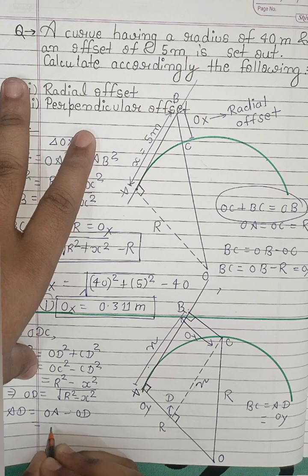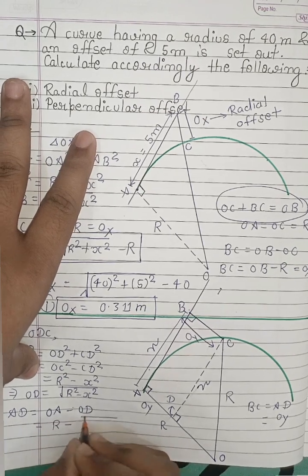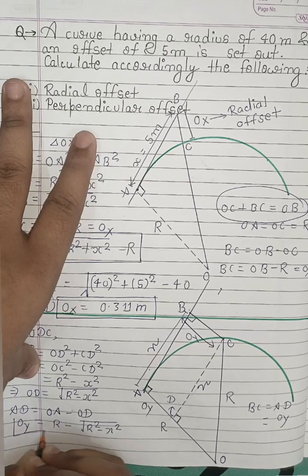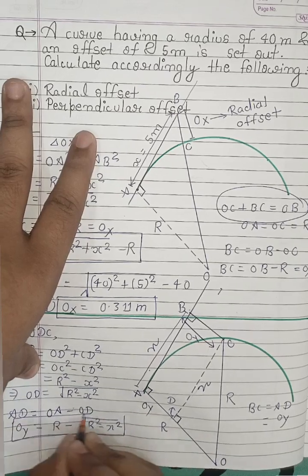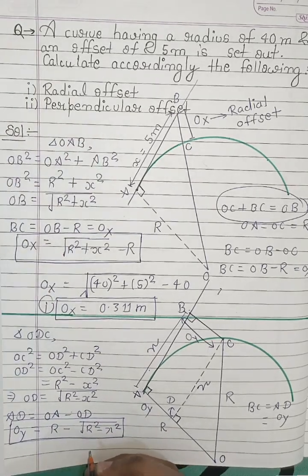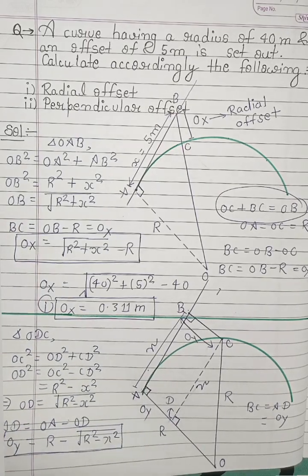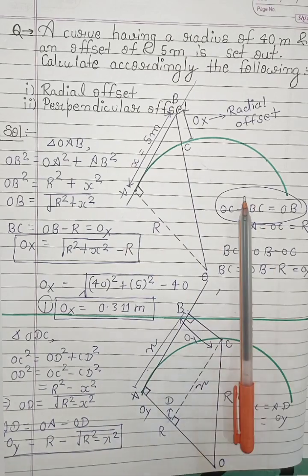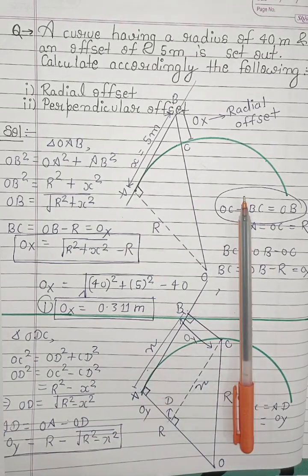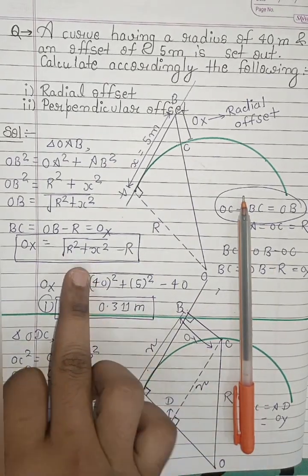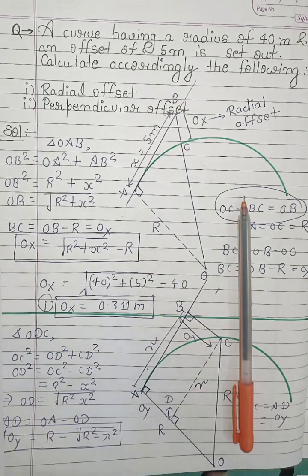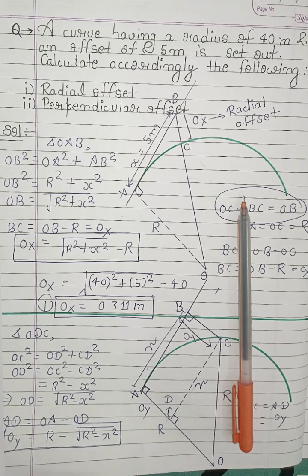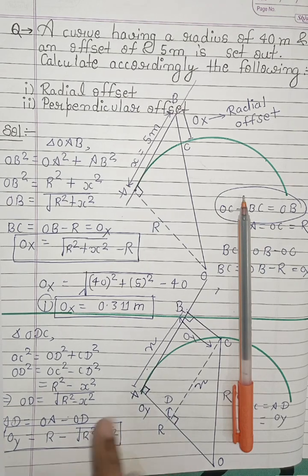OA is what? OA, you can see this is radius of the curve and OD is under root of R square minus x square. So this is the formula for the perpendicular offset, that is R minus under root of R square minus x square. As I already told you that I will give you a similarity between the two. You can see the parameters are same. Slight difference is there because यहाँ पे अंडर रूट ऑफ आर स्क्वायर प्लस एक्स स्क्वायर है, और यहाँ पे अंडर रूट ऑफ आर स्क्वायर माइनस एक्स स्क्वायर है. ये एक तो डिफरेंस है, और बाकी यहाँ पे आर है.